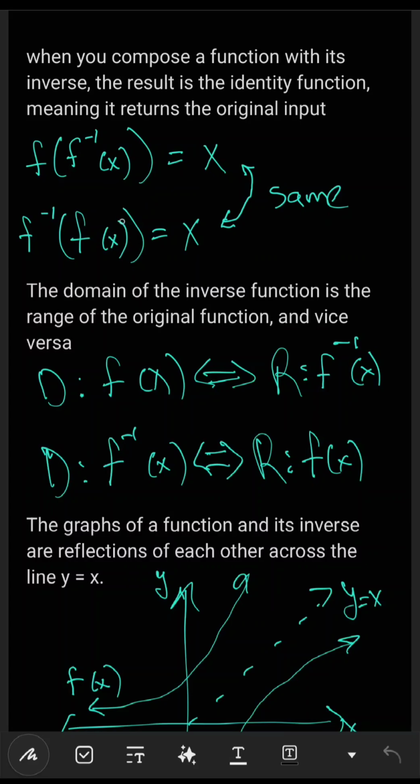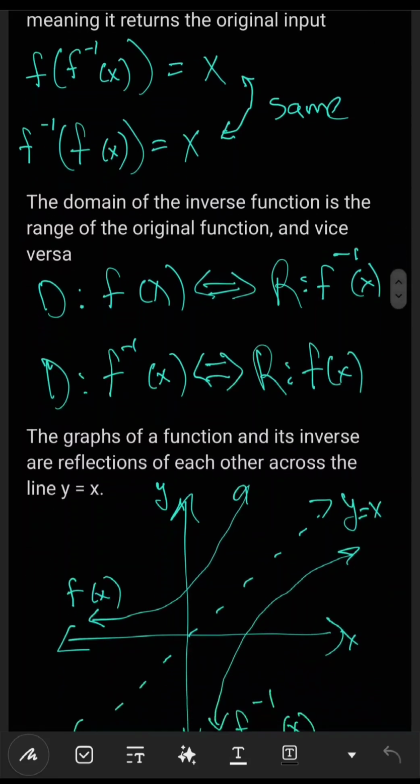The same thing happens if you switch them. If you take an inverse function and you plug in the original function, whatever this input x is, that's the output. So essentially these are going to be identical. They're going to output the same value.